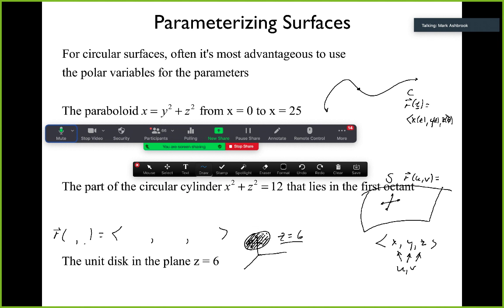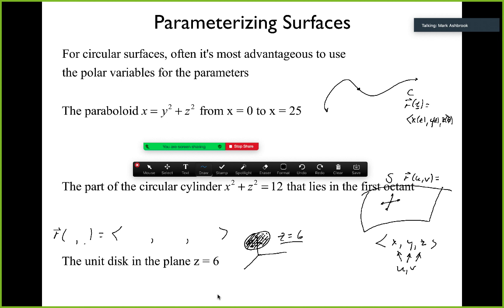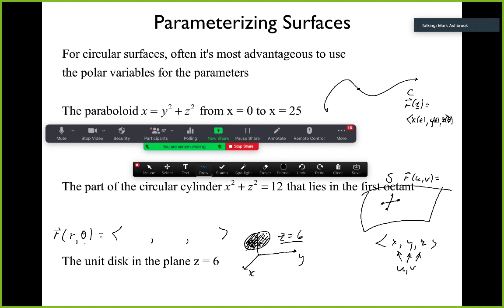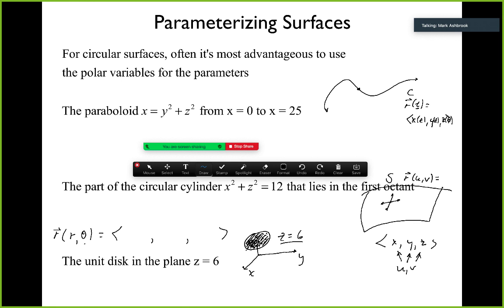Okay, so let's think about r and theta. Would r and theta get us every point on that disk? What would x be in terms of r and theta? Now r varies because it's a disk, it's filled in, so all r values from 0 out to r equals 1. So what would x be using r and theta? R cosine theta, right? And then y is r sine theta.